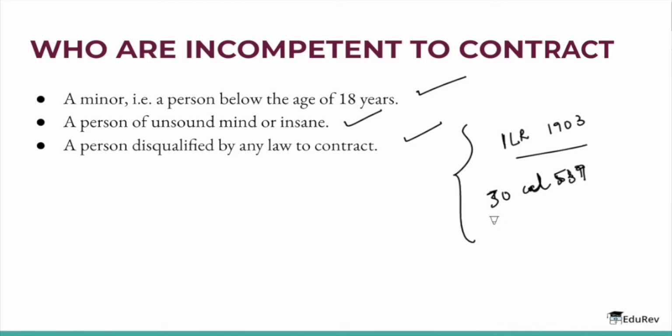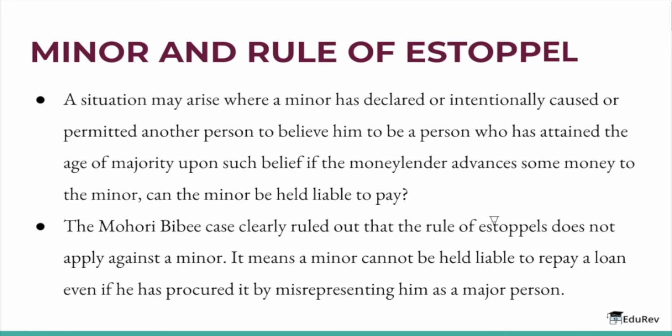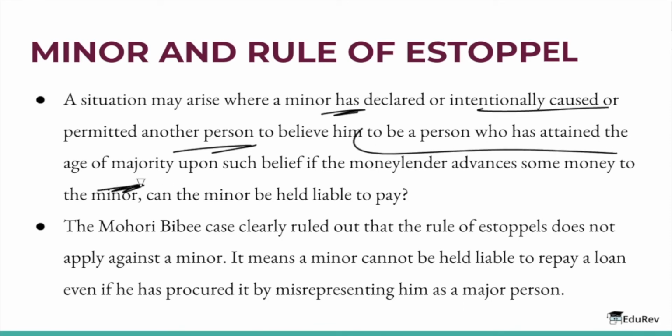But minor and the rules for estoppel, what are these? Let's understand this as well. A situation may arise when a minor has declared, or intentionally caused or permitted, another person to believe him to be a person who has attained the age of majority. Upon such belief, if the money lender advances some money to the minor, can the minor be held liable to pay? You need to tell me, is he liable to pay or not?